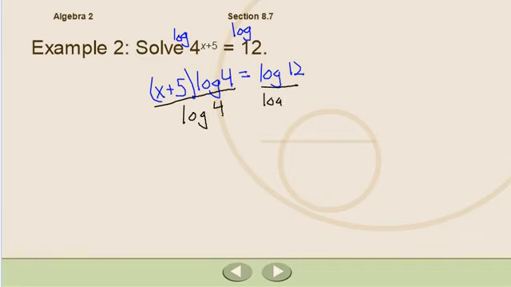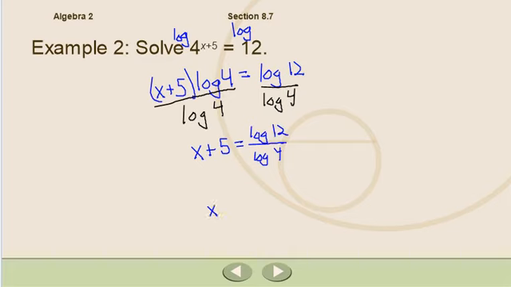Now, anytime along here we could plug log of 12 in our calculator or log of 4 in our calculator and get a decimal approximation. I definitely prefer to leave it in terms of logarithm till the end, because then you can just type it in once and don't have to worry about those decimals throughout. So log of 12 over log of 4, and then we would subtract 5 from both sides.